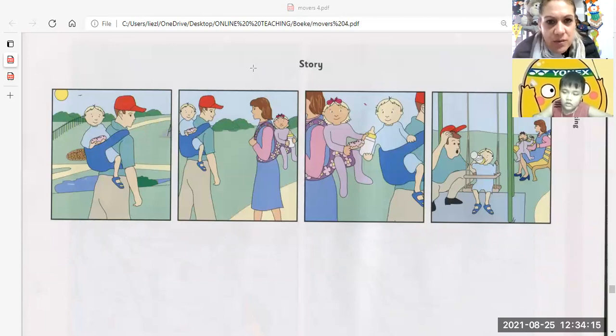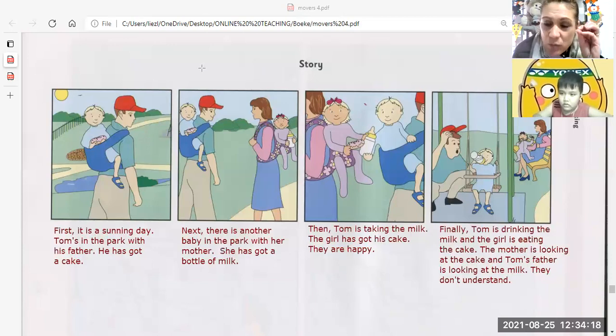You have to concentrate, sweetie, okay? You can read it one more time. Concentrate on what happens in every picture. First picture, it's sunny. They are in the park and he holds a cake. Second picture, there's a baby girl with a milk bottle. Third picture, he's taking the milk, she's taking the cake. They are happy. The last picture, he's drinking the milk, she's eating the cake. The mom is looking at the cake, the dad is looking at the milk, and they don't understand, okay? Just tell me exactly what happens in the picture. Look at the pictures. Okay, read it one more time and then I'm going to take it away, okay?